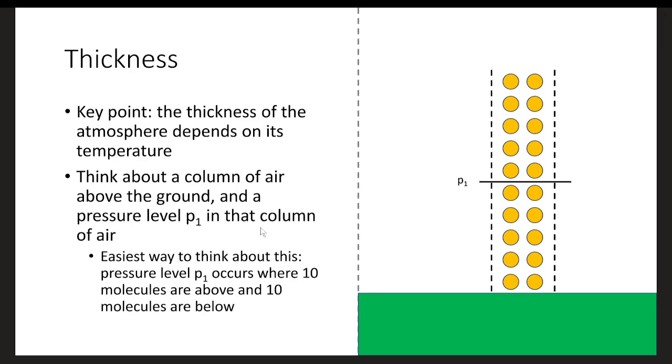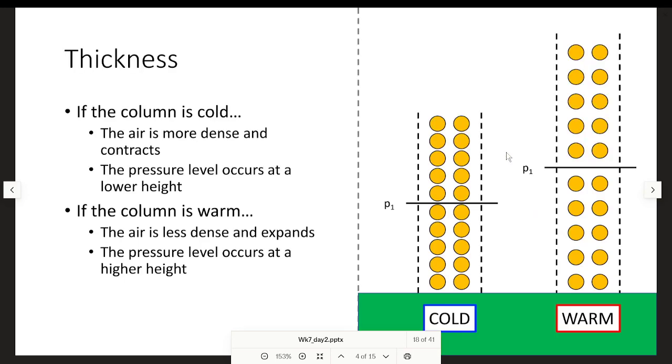If you think about a column of air above the ground and a pressure level P1 in that column of air, there are 10 molecules below, 10 above. If the column is cold, the air contracts. These molecules aren't bouncing around really fast. They're more like a solid, like when you have a lower energy state, the molecules aren't moving so fast. They're in a lower energy state when there's less heat. They're still a gas, but they're not moving as fast.